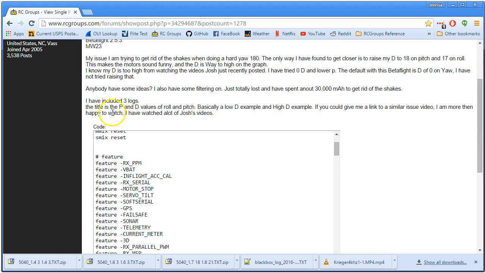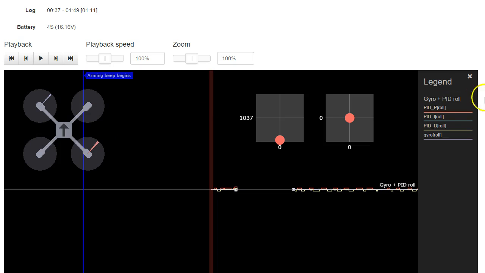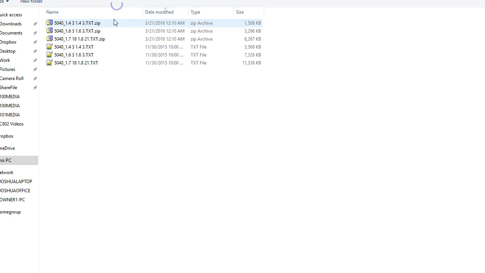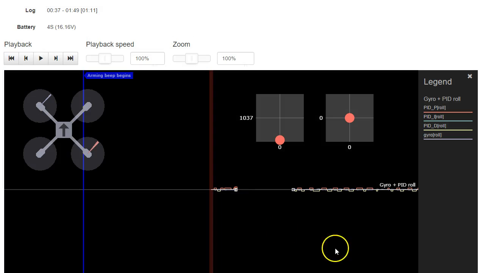You've submitted 3 logs, and the title is the P and the D values on roll and pitch. So the first one we're going to look at is the D and the P values on roll and pitch. So I'm guessing, yeah, pitch, the P value of 1.4 and the D of 3 is the only thing that sort of makes sense. And you say you're using multi-weight. So, okay, 1.4 is not too high on MW 2.3. I would have guessed that that was Lux float, but let's take a look at what we got and see if we can make sense of it.